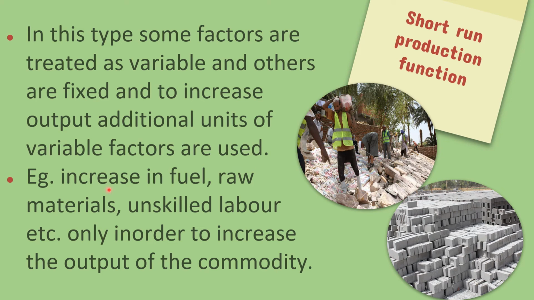For example, increase in fuel, raw materials, unskilled labor, number of hours, number of shifts, overtime, and so on, only in order to increase the output of the commodity. So the output can be increased only by changing the variable factors or factors like the ones I have just mentioned.